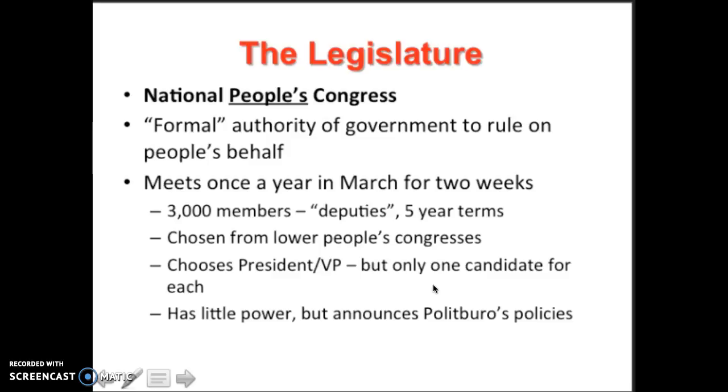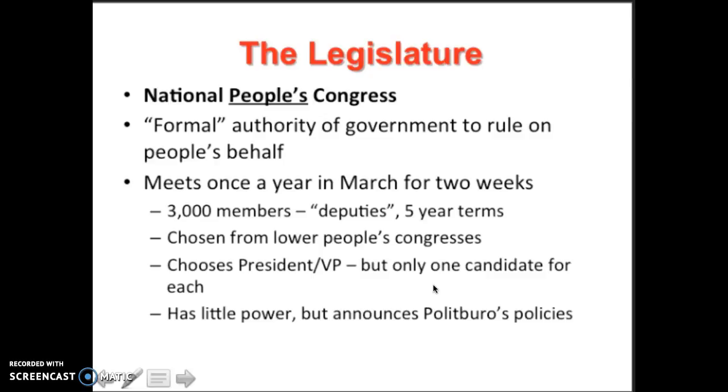They get to choose the president and the vice president, but they're told which candidate they can pick by the party. So the CCP tells them, here, this is the person you can choose to be president. That's it. So they really don't have a choice. This is an official rubber stamp. They just confirm the decisions that are made by party leaders in the previous year.